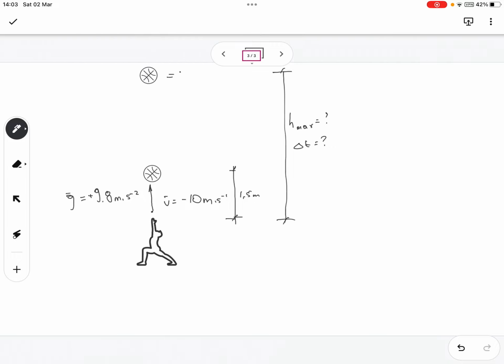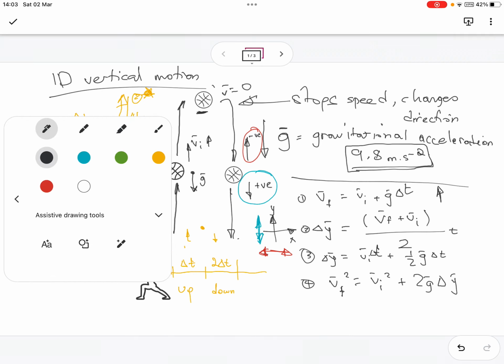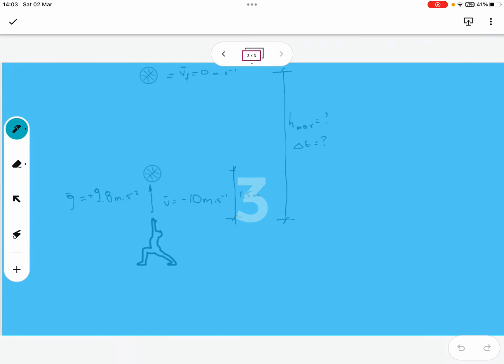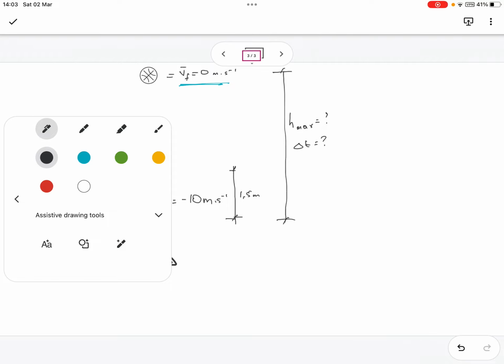Right, so we've at least tried to look at some of the things that are required of us. We know that at the top, the thing has a velocity of 0, because in our earlier discussion, at this point the ball changes direction, stops going upward and starts going downward. That's where the final velocity is 0. And we know that initially its velocity was negative 10 meters per second, because upwards is negative.